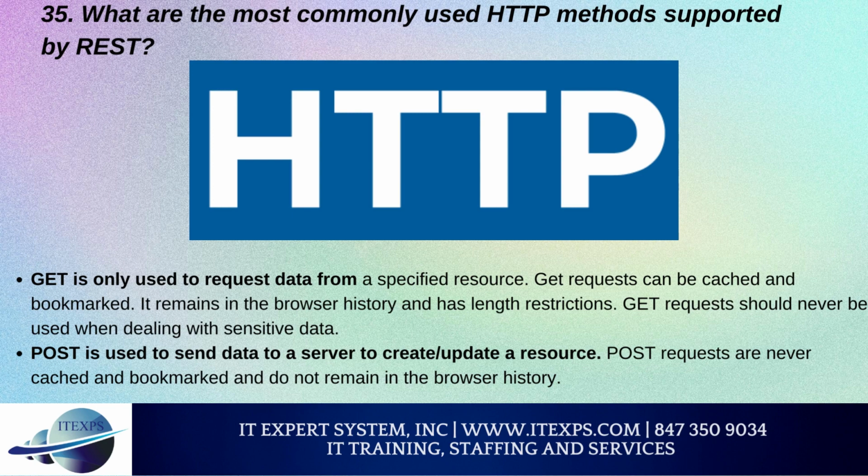What are the most commonly used HTTP methods supported by REST? GET is only used to request data from a specified resource. GET requests can be cached and bookmarked. They remain in the browser history and have length restrictions. GET requests should never be used when dealing with sensitive data. POST is used to send data to a server to create or update a resource. POST requests are never cached or bookmarked and do not remain in the browser history.